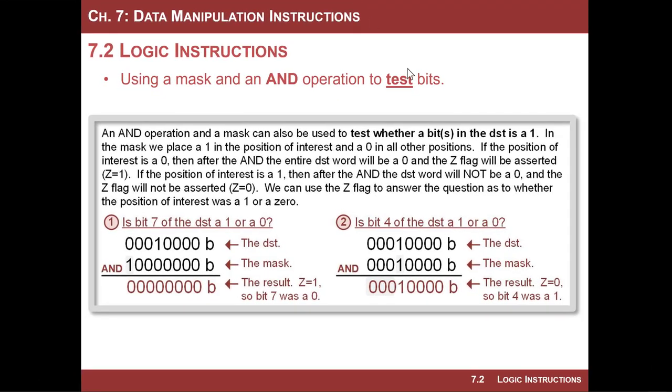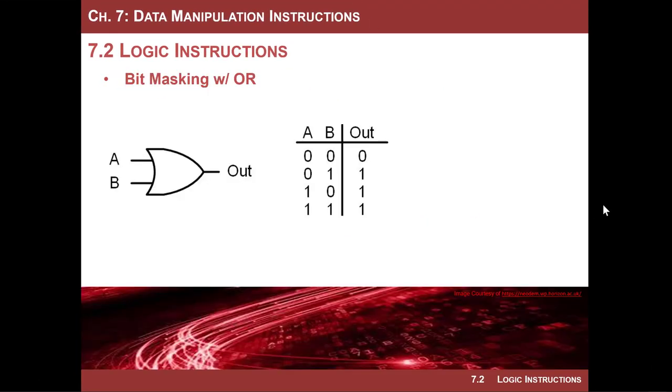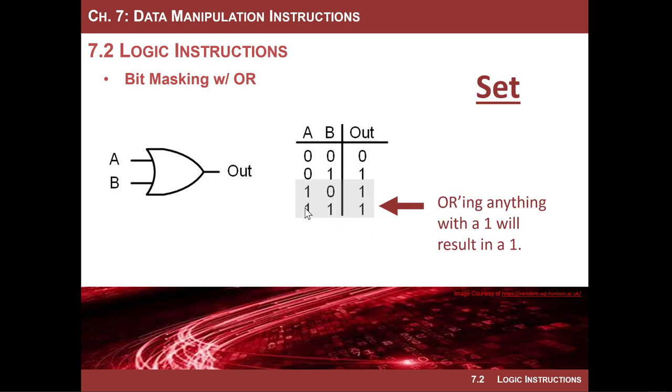All right, let's take a look at another one we can use, which is the OR. Remember the OR gate. The output of the truth table is 0, 1, 1, 1. Notice this though: if you OR anything with a 1, the output is a 1, no matter what. So whether it's a 0 or a 1, the output's a 1. That is the same thing as a set. So you're setting the bit.